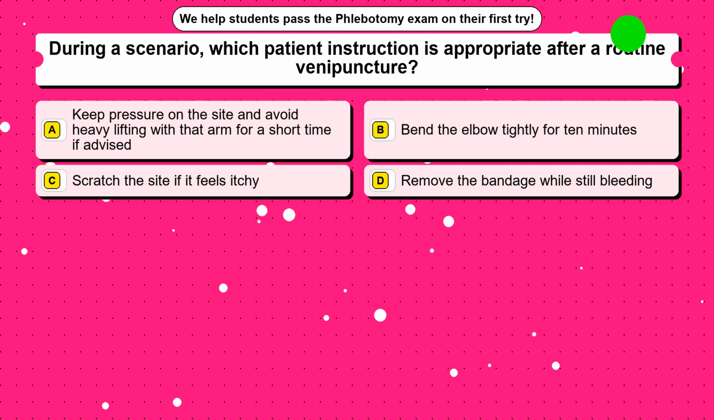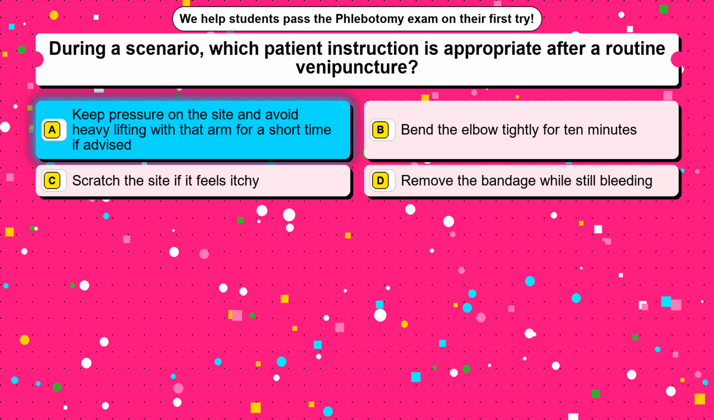Question 94. During a scenario, which patient instruction is appropriate after a routine venipuncture? Option A. Keep pressure on the site and avoid heavy lifting with that arm for a short time if advised. Option B. Bend the elbow tightly for 10 minutes. Option C. Scratch the site if it feels itchy. Option D. Remove the bandage while still bleeding.